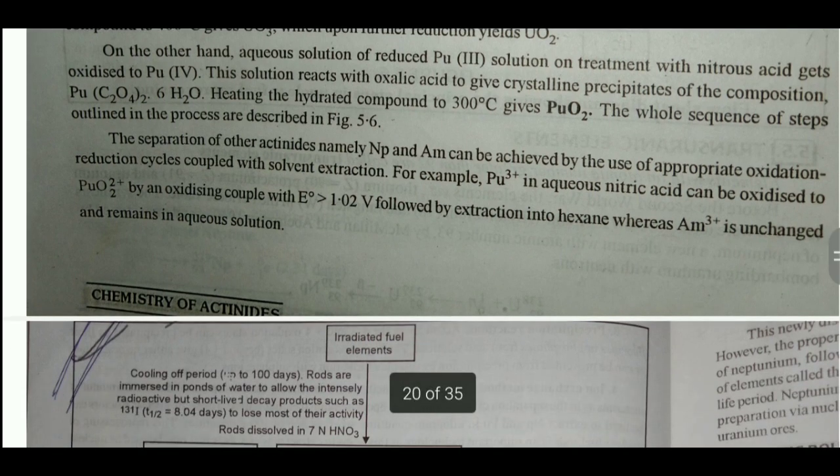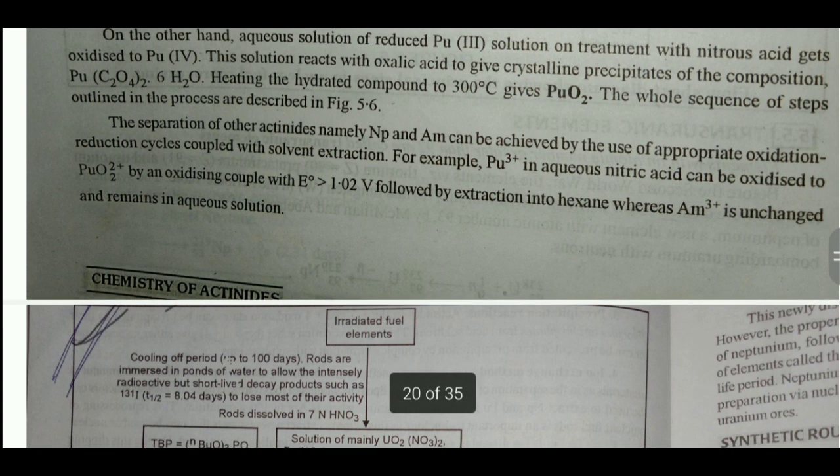The separation of other actinides, namely Np and Am, can be achieved by the use of appropriate oxidation reduction cycles coupled with the solvent extraction. For example, Pu3+ in aqueous nitric acid can be oxidized to PuO2+ by an oxidizing couple with E0 greater than 1.02 volt, followed by extraction into hexane, whereas Am3+ is unchanged or remains in aqueous solution.